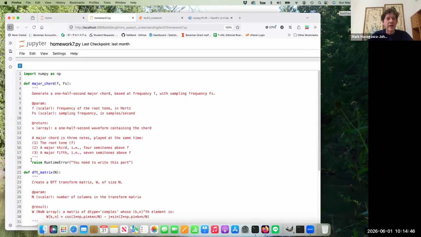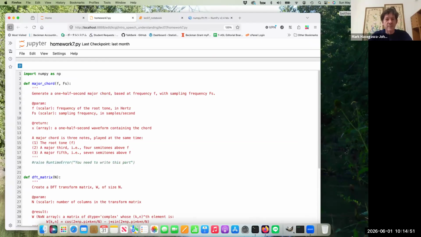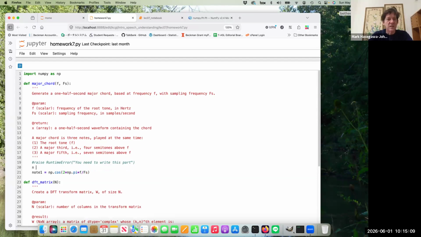First, let's start working on the major chord. We don't want the runtime error. Instead, we want to create the note 1, which is just the cosine of 2 times pi times the base frequency f divided by fs, and the number of samples that we want. N is going to be fs over 2. We want that to be fs over 2 samples. So 2 times pi times little f times little n over fs.